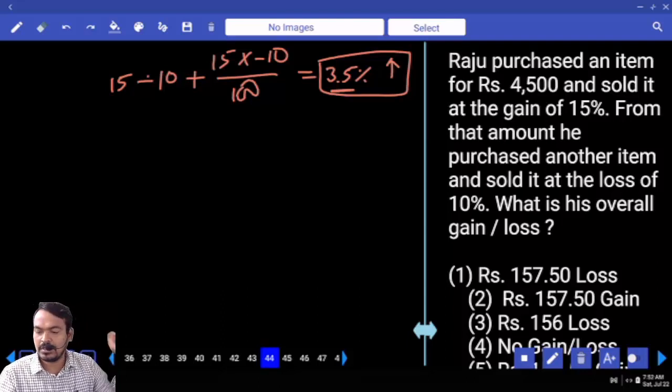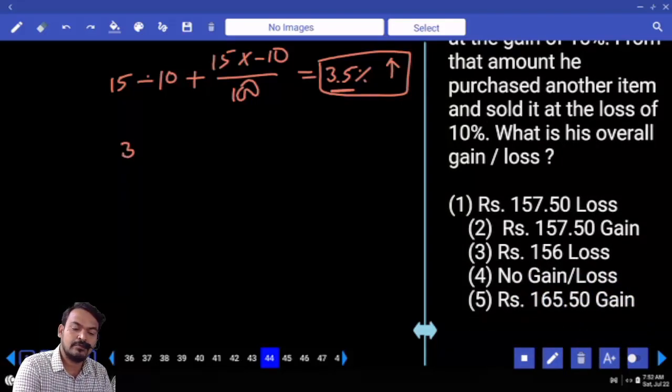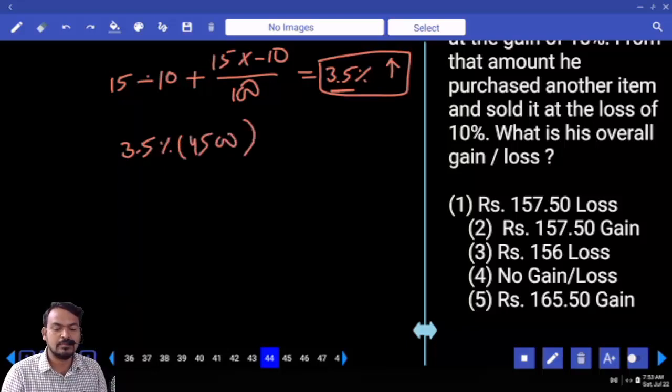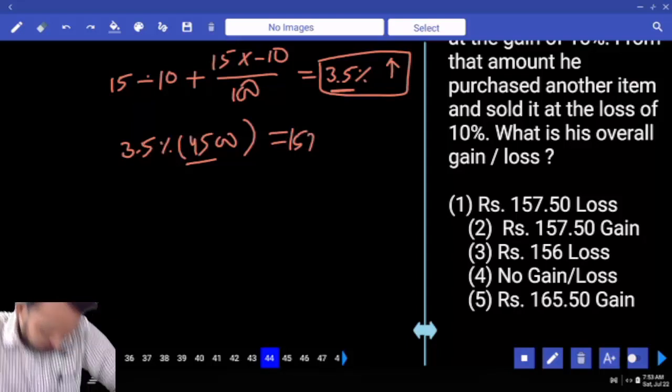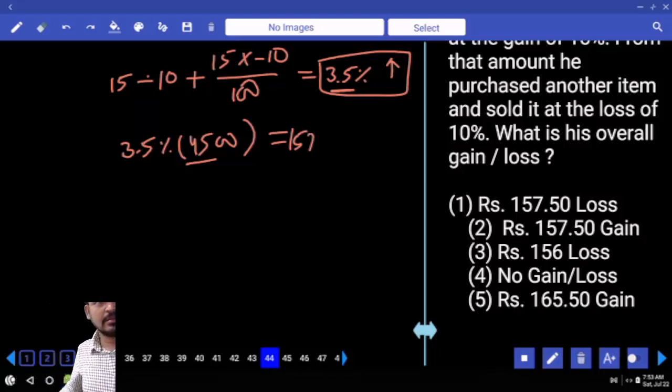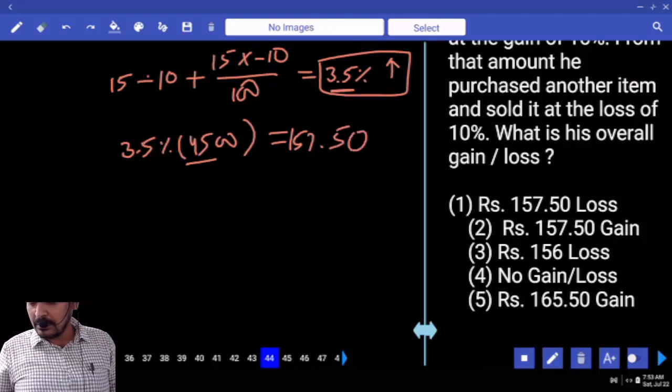If you required percentage, the answer is 3.5. But your question is, what is the overall gain or loss in terms of rupees, sir? Okay. Then we required 3.5% of how many rupees? 4,500. What is the 1%? 45. 3%? 135. Again we required 0.5. 0.5 means 22.5. 135 plus 22.5, 157.5. What is the answer? 157.50. Gain or loss? Gain.